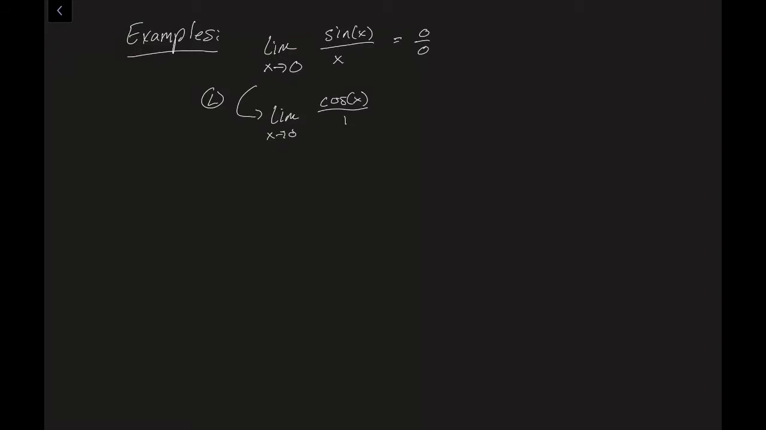Okay, so let's do some examples. For our first example, let's look at the limit as x approaches 0 of sine of x over x. Now if we do direct substitution, we get 0 over 0, an indeterminate form. So we can use L'Hopital's rule. And by doing so, we take the derivative of the top and of the bottom, and we get the limit as x approaches 0 of cosine x over 1, which is the limit as x approaches 0 of cosine of x, which is cosine of 0, which is 1.